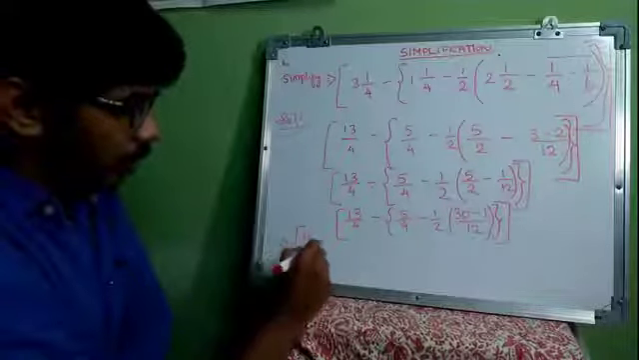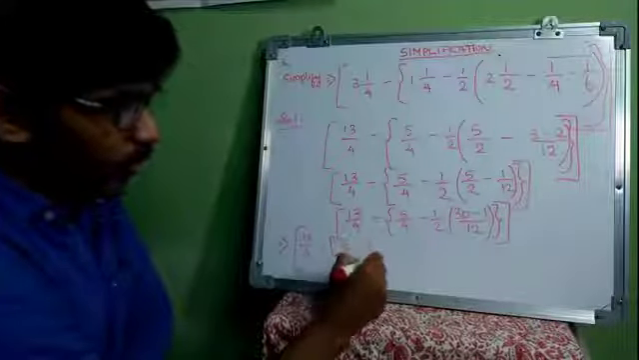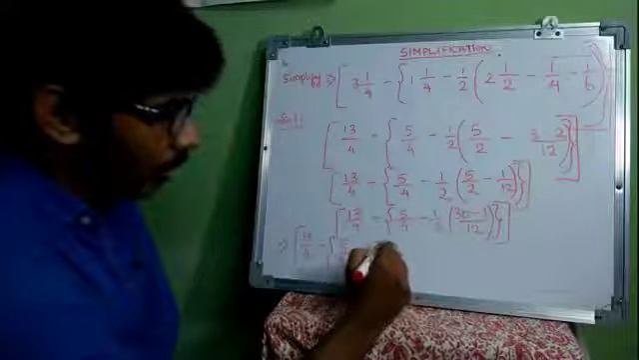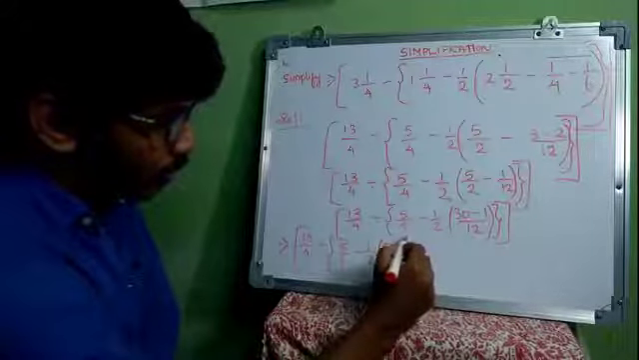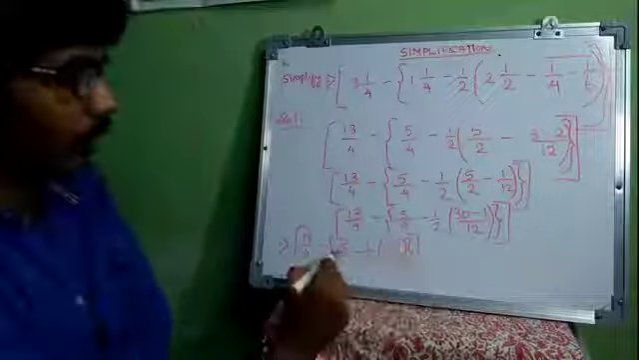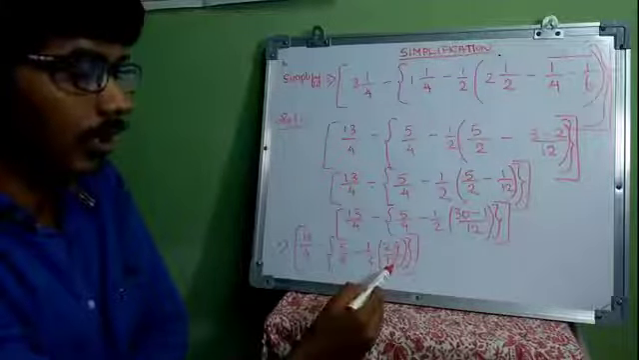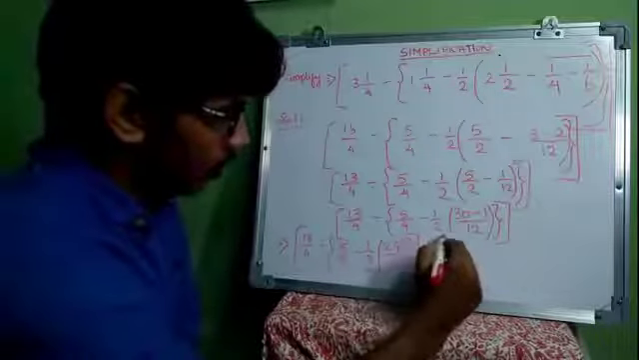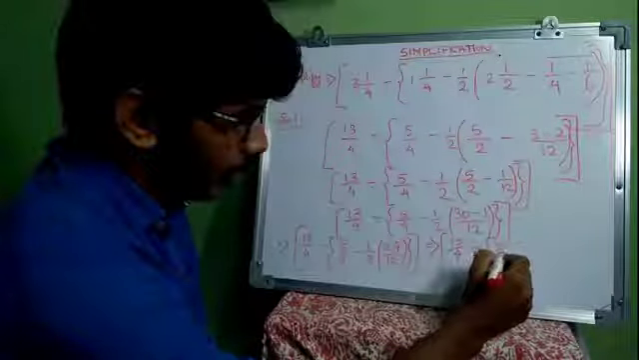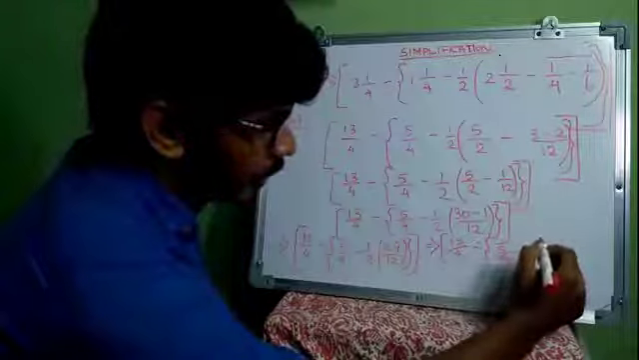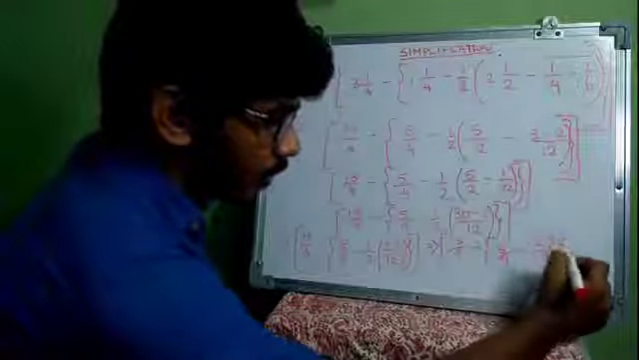13 by 4 divided by, open the bracket, 5 by 4 minus 1 by 2. Here 30 minus 1 equal to 29. 29 by 12. Close it and then close everything. Okay. In the next step, what can you do? You can just multiply this 1 by 2 into 29 by 12. You can multiply, right? 13 by 4 divided by 5 by 4 minus 29 by 2 into 12, 24. Is it clear?